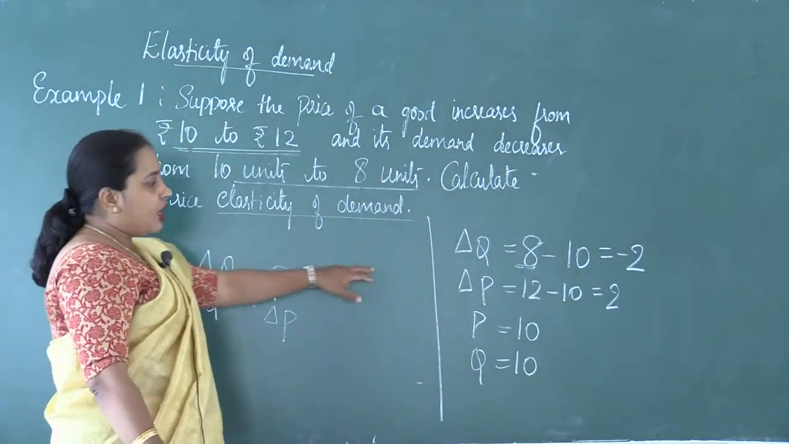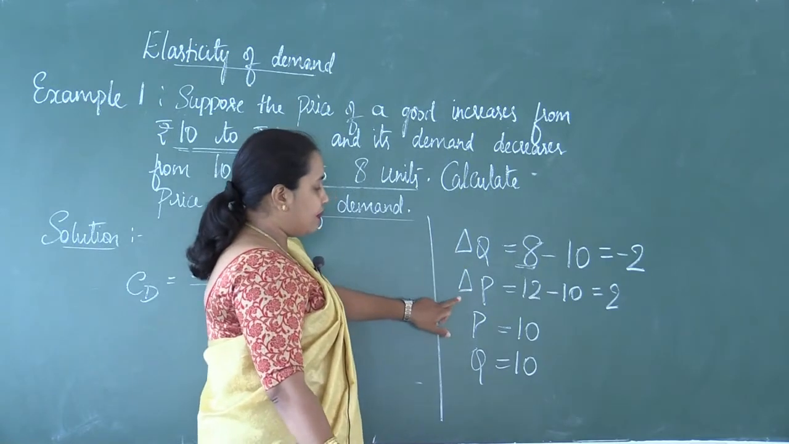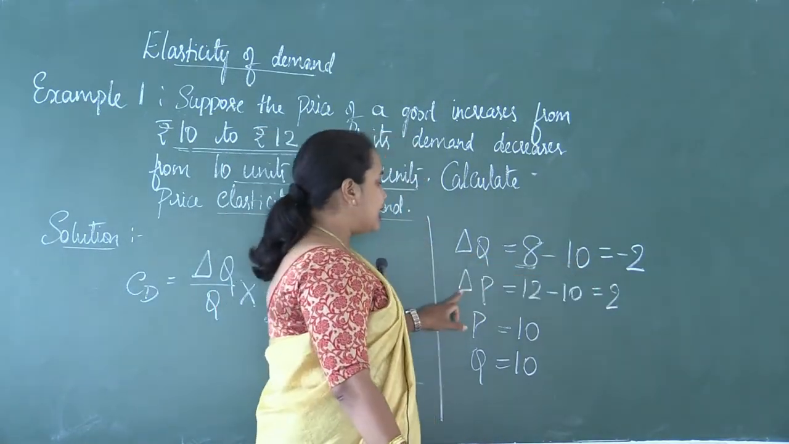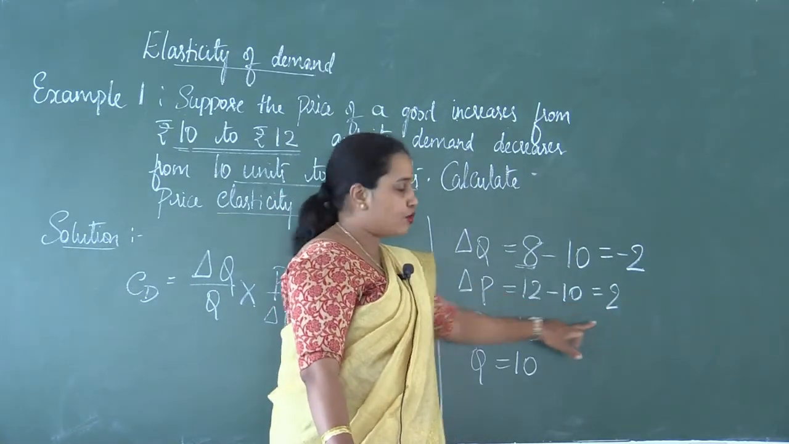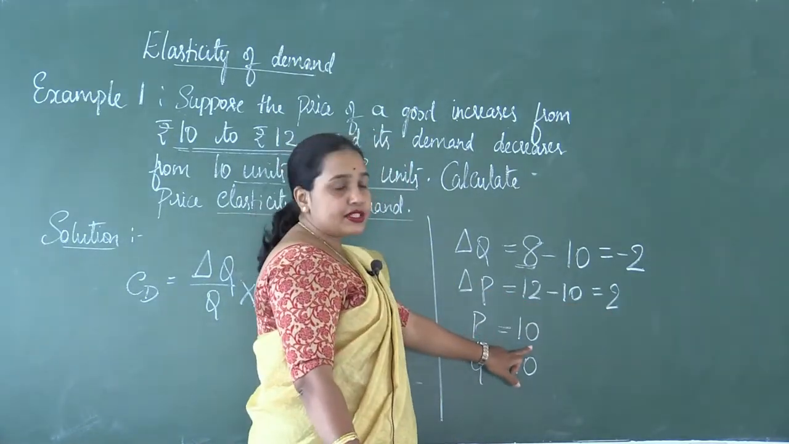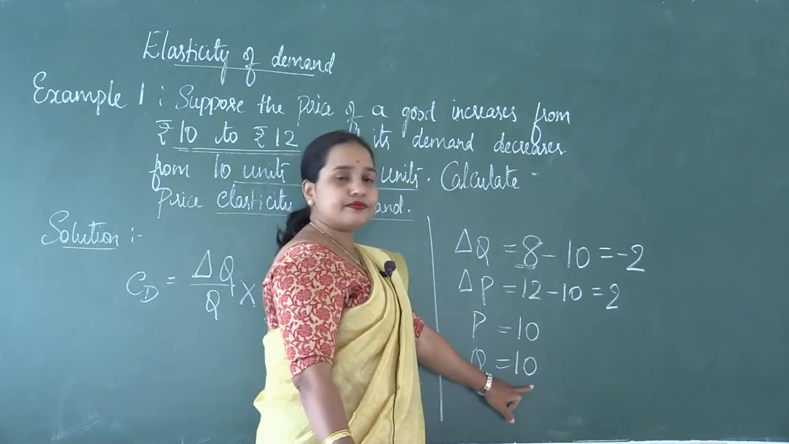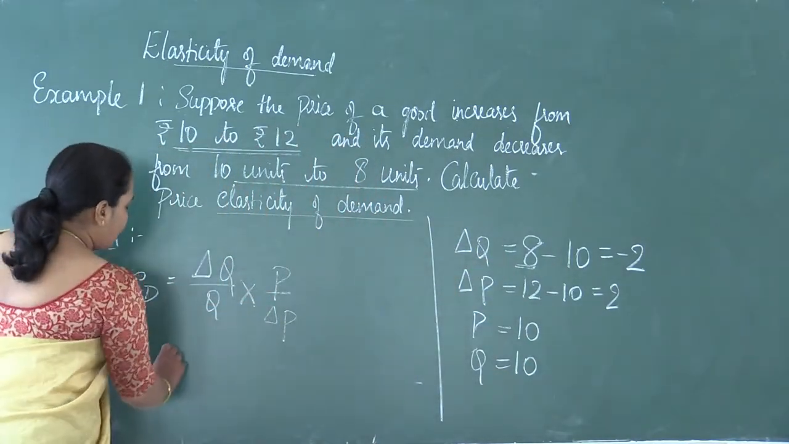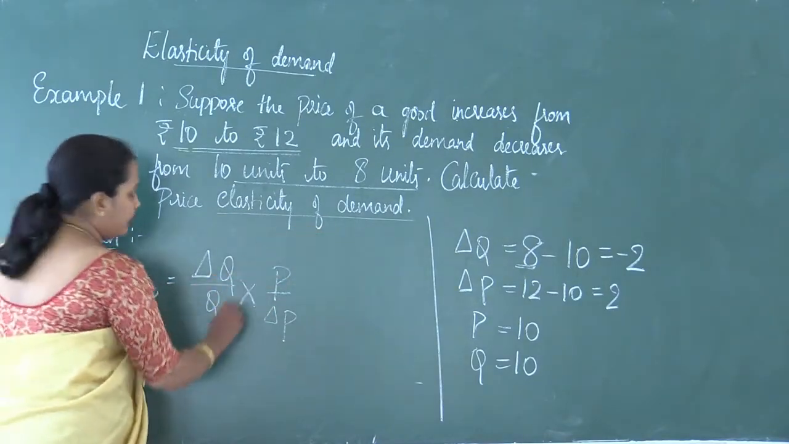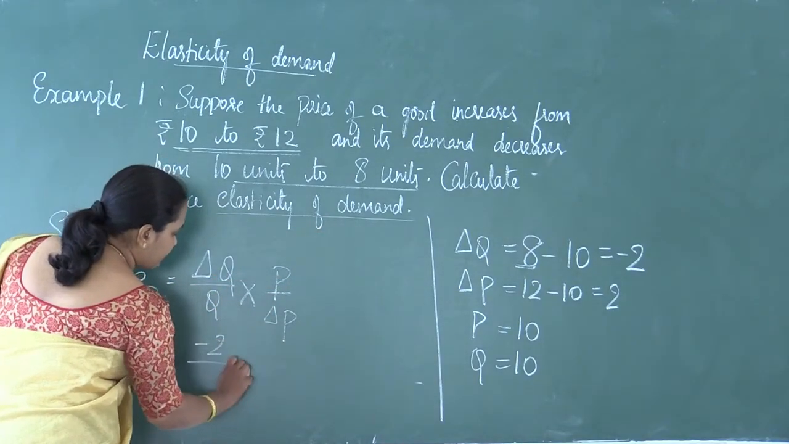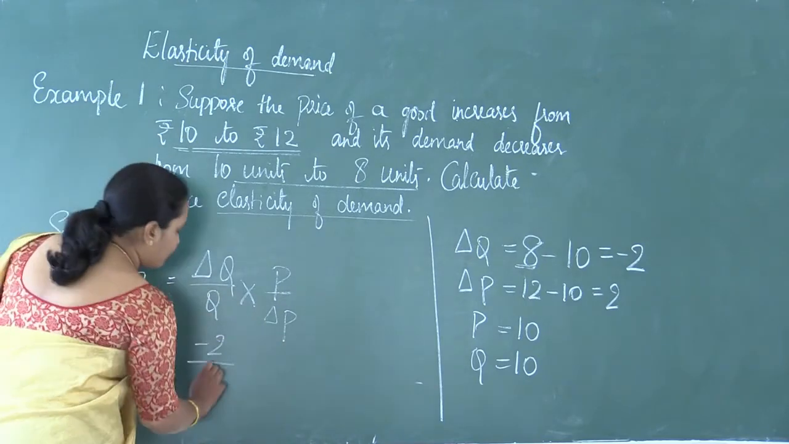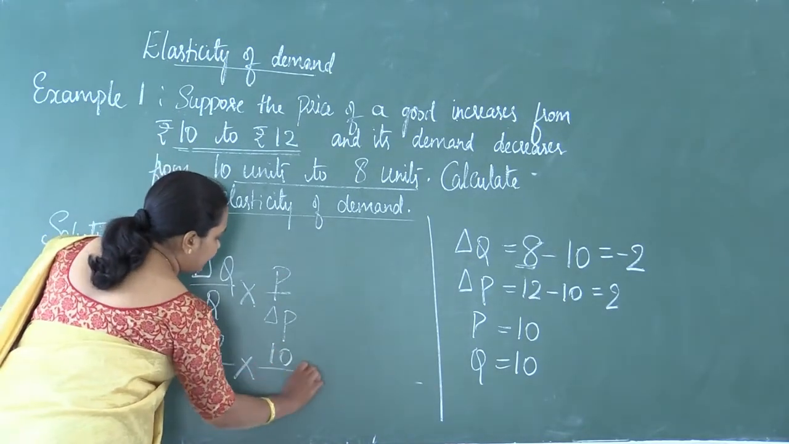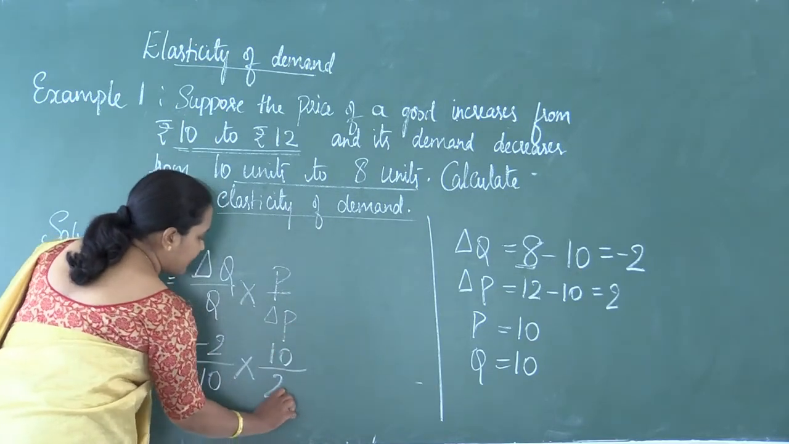Now, we have got delta Q, delta P, P and Q. Delta Q we derived is minus 2. Delta P we got is plus 2. P we got is rupees 10 and Q we got is 10 units. Now this is to be put into the formula. What is delta Q we obtained? Minus 2. That is to be put here. What is Q we obtained? 10. P we got is 10 and delta P we got is plus 2.